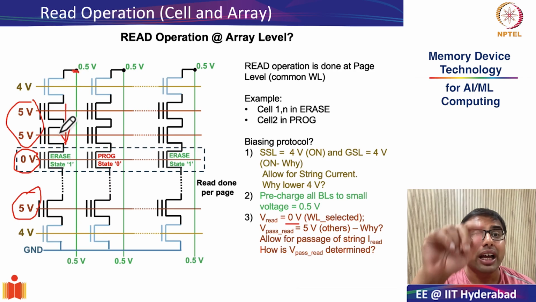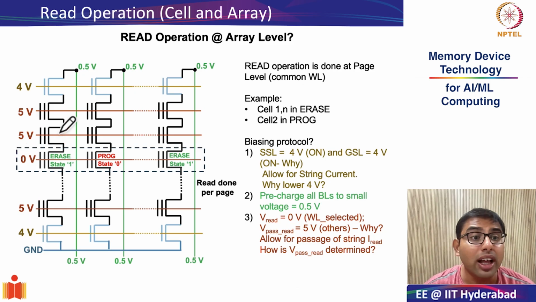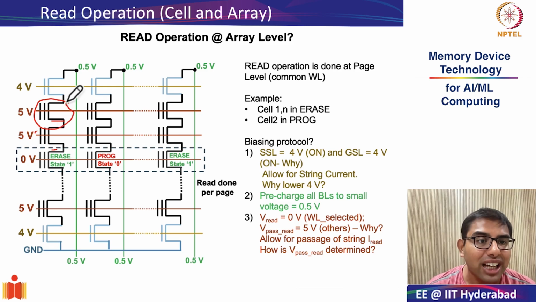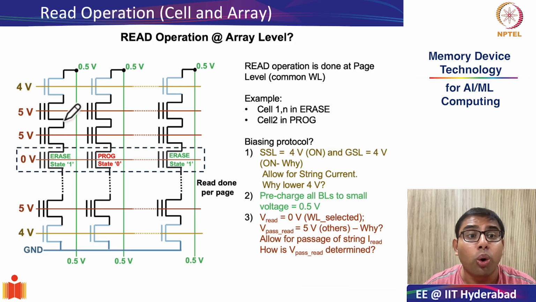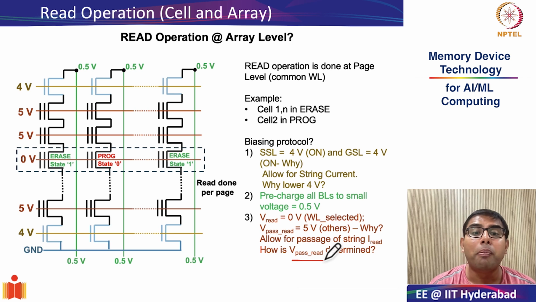Because you want read current to flow through the string, you have to ensure that you turn on the flash cells of the page which are not of your interest. So, an interesting question to ask, which we will cover in the next class also, but you can also think about, is: how is the pass voltage during read operation determined? If you think very carefully about it, I am giving you a hint.